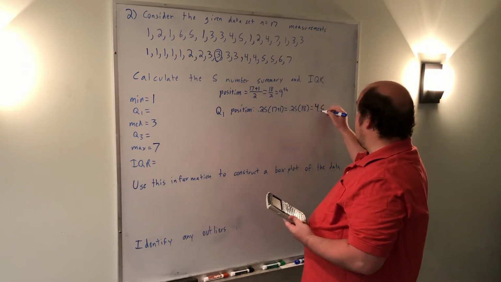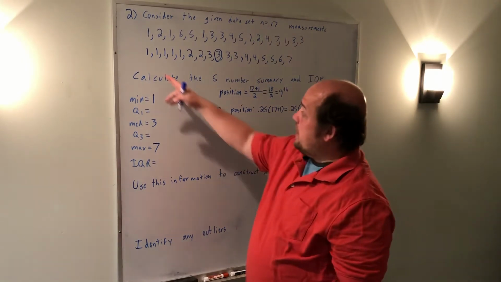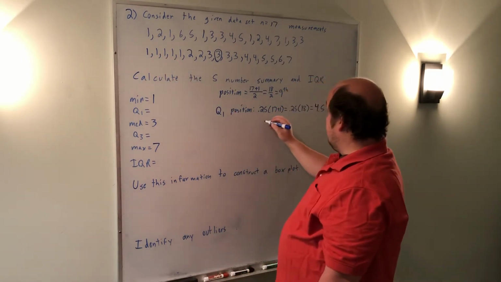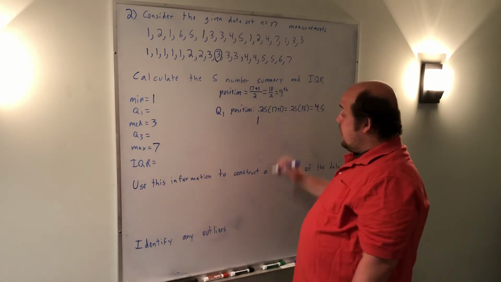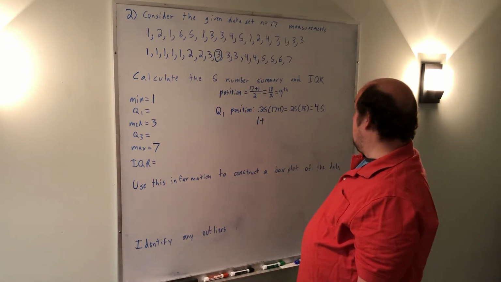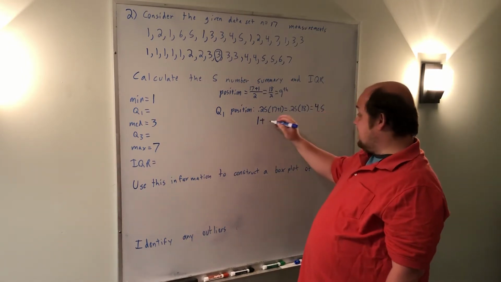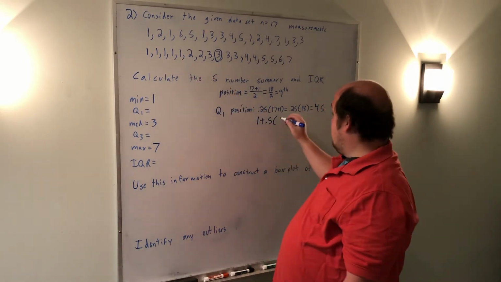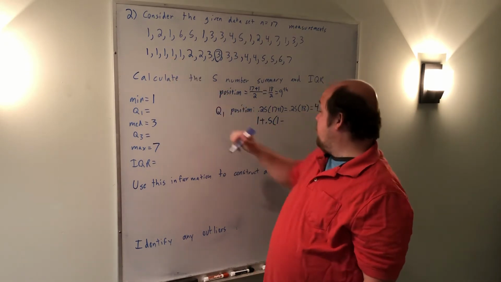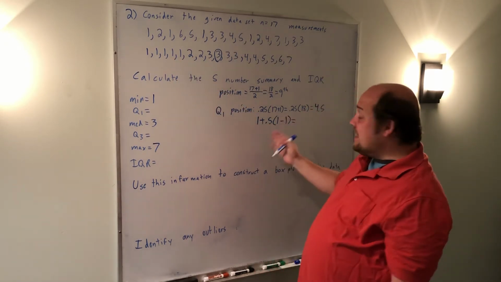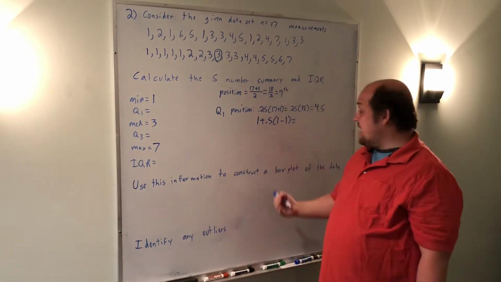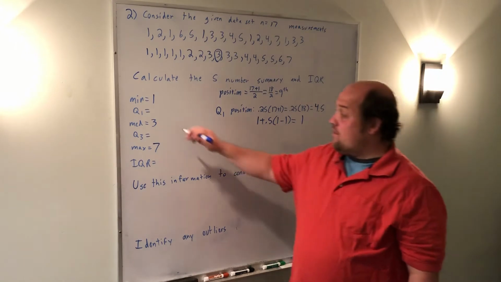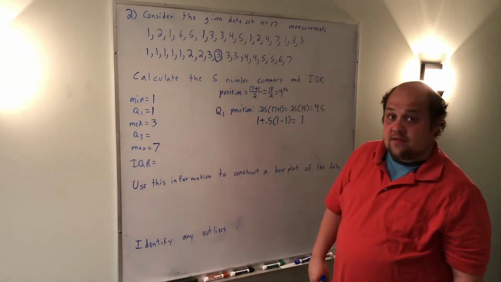That tells me that I want to start at the 4th data point. 1, 2, 3, 4. So the 4th data point is 1. I'm going to add to that the 0.5 that's left over times the 5th data point, 1, minus the 4th data point, 1. In this case, since the next data point was the same as where we started, this all goes to 0, and I just get an answer of 1 for Q1.